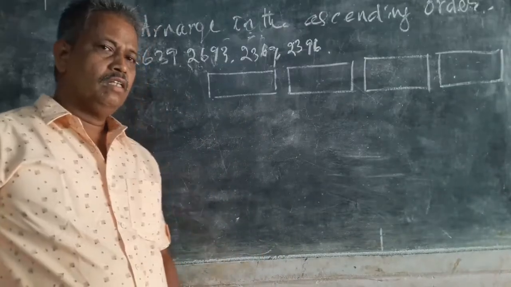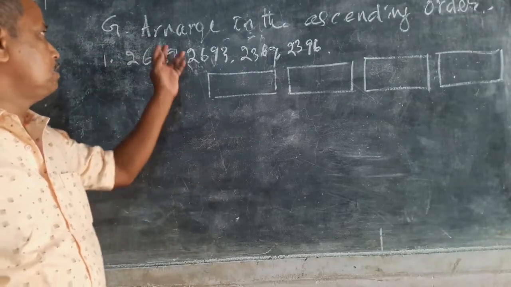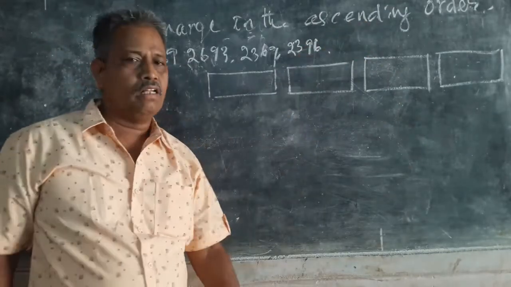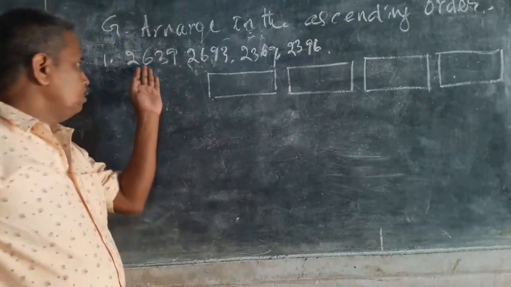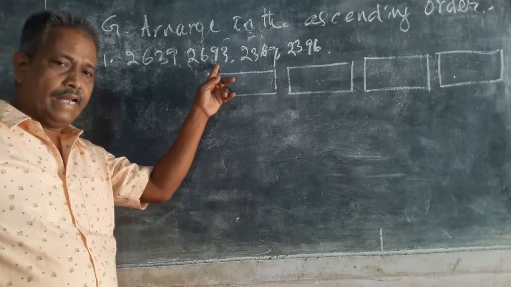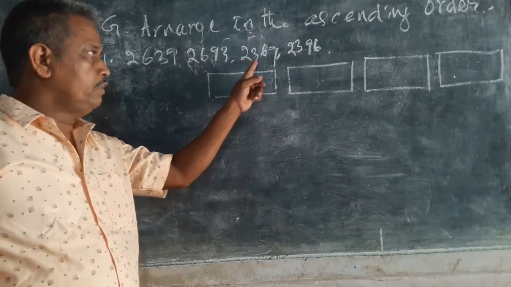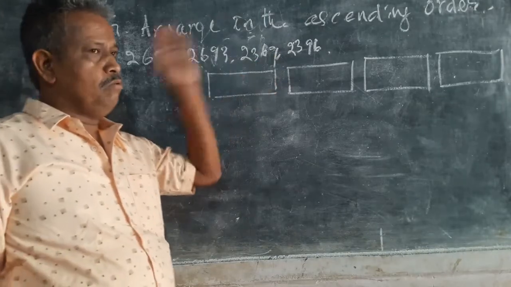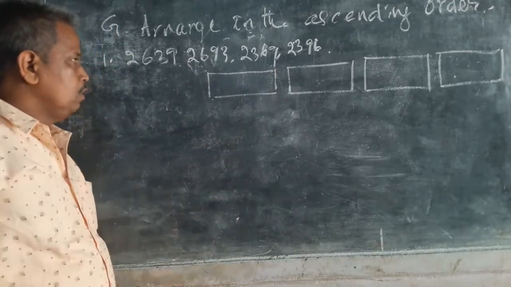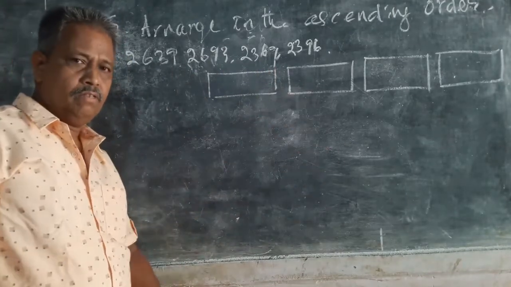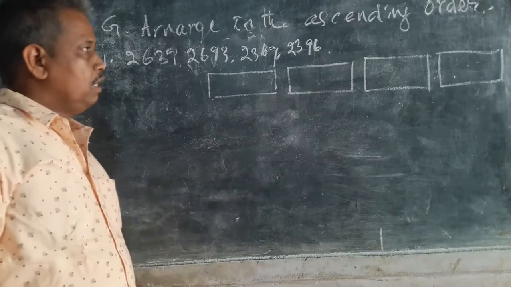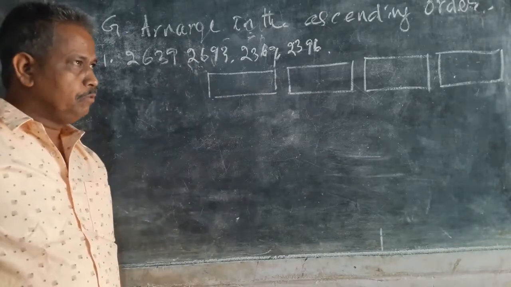You see the next question is, arrange in ascending order. The numbers given are 2639, 2369 and 2396. Out of these four numbers, we write in ascending order. Ascending order means from small to large.